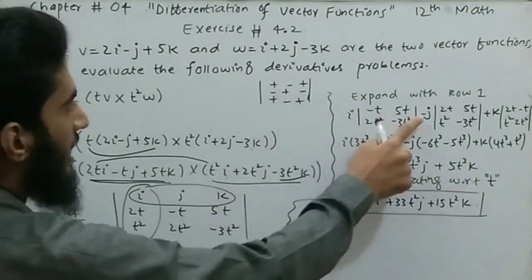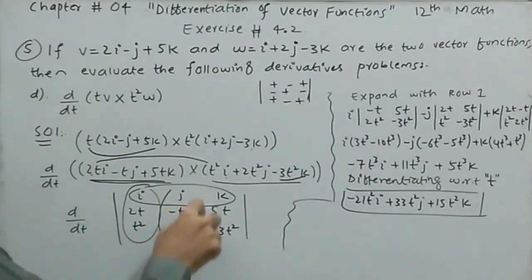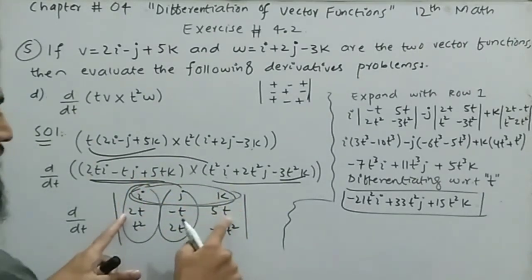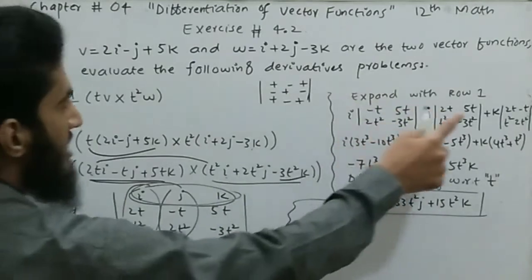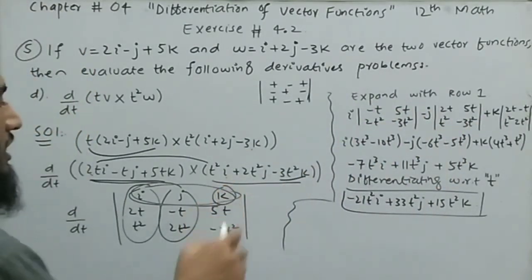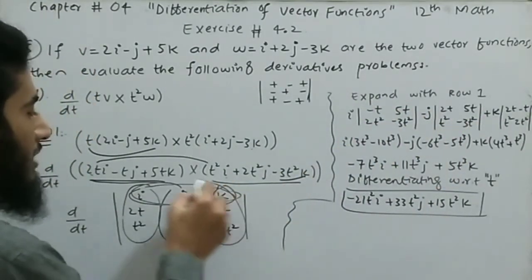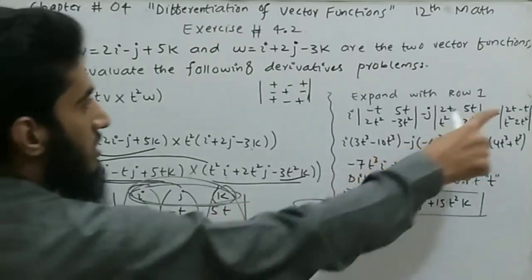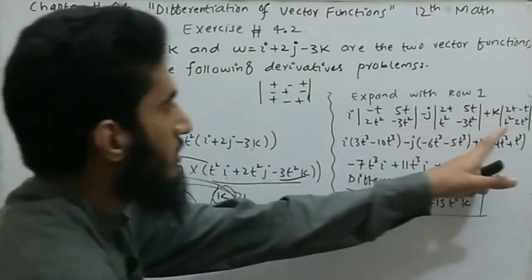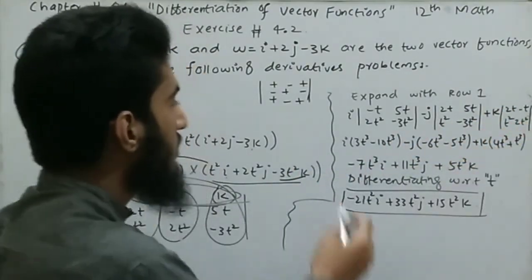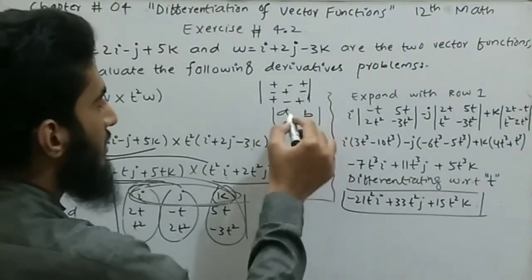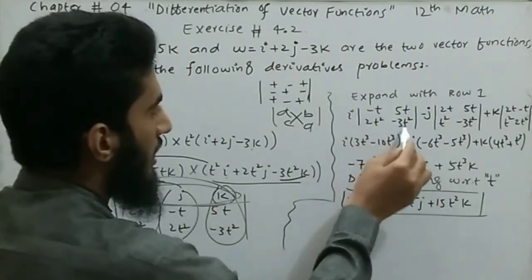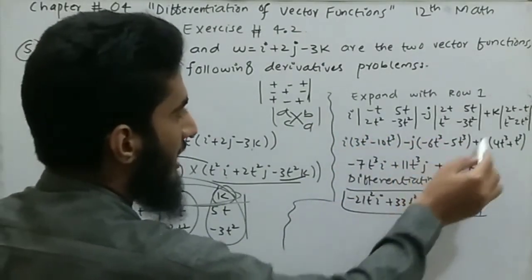After this our sign will be negative and j. So for j I cross this column and this row, I am left with 2t, 5t and t squared, negative 3t squared. After this we have a plus sign, so plus k, and after crossing this column and this row, I am left with 2t, minus t and t squared, 2t squared. Now using the formula of determinant, let's suppose a, b, c, d, the formula will be ad minus bc. So ad minus bc for each.